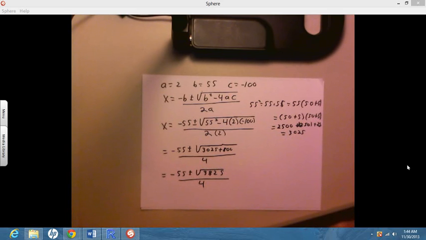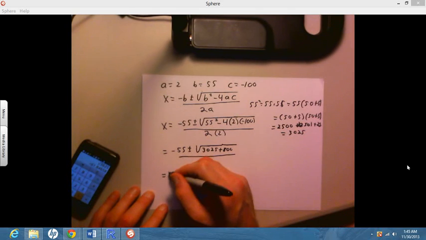So let me just check that real quick. And let me see, where's my calculator? And I'm going to cheat, I'm going to use the calculator, but we could figure it out otherwise. So we want to go to scientific. And the square root of 3,825 is approximately 61. So this is going to be our solution right here.